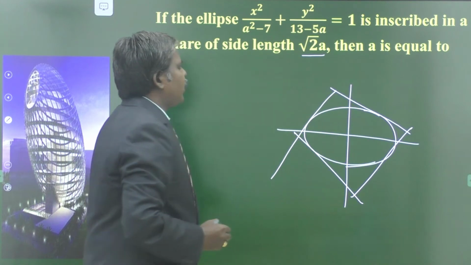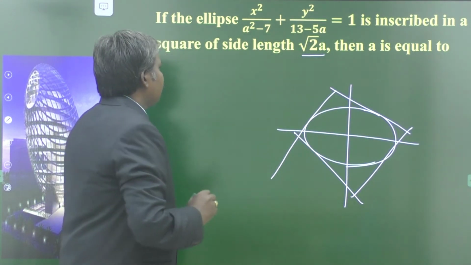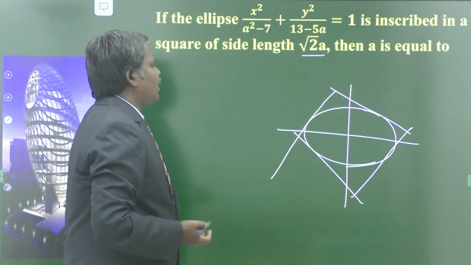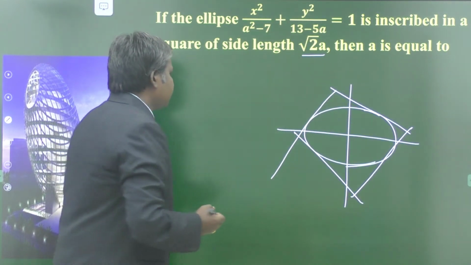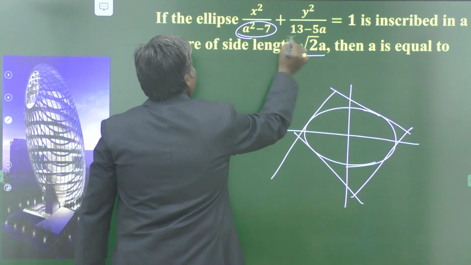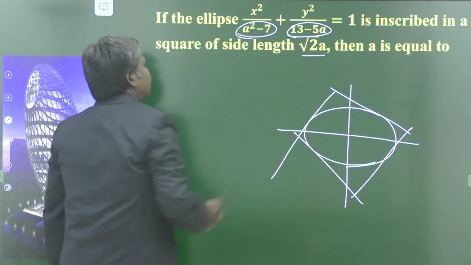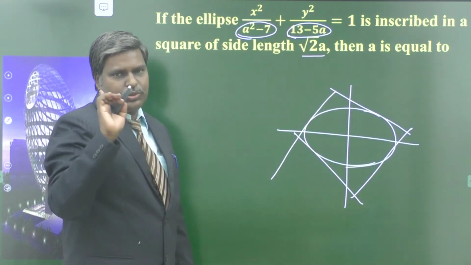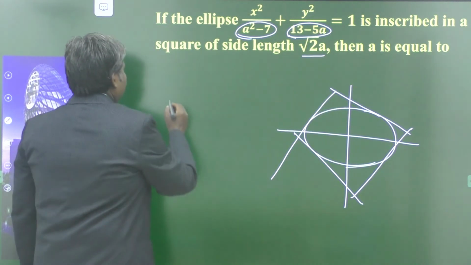I think this is a square. Understand? At that time, we have to find out the value of a for this problem. How to do this one? Clearly, first of all, this is a square, this is b square, both must and should be positive. That is the first condition.